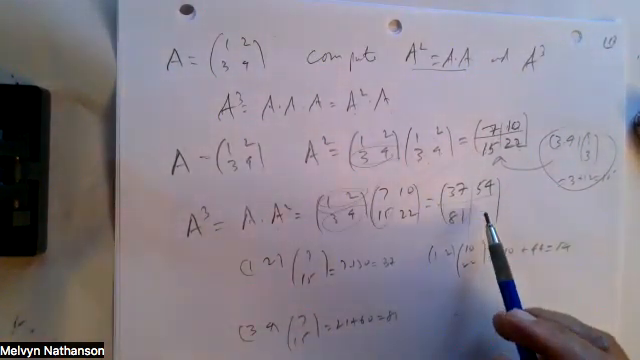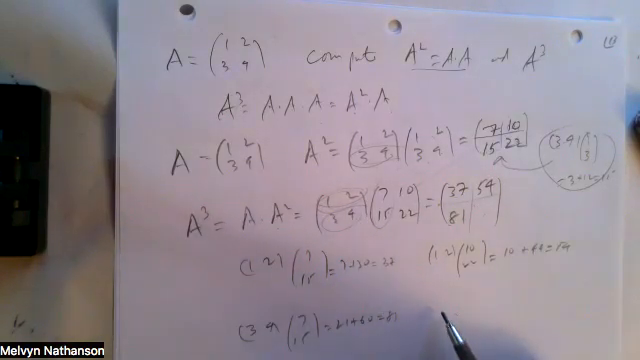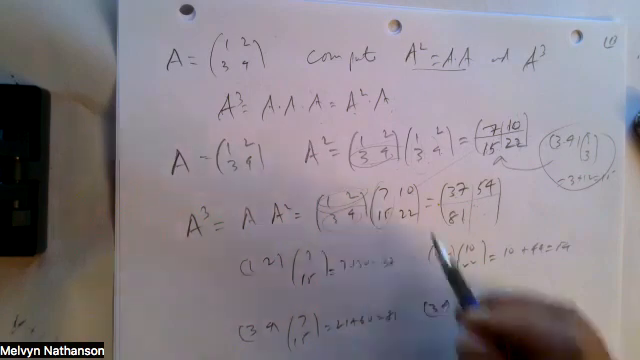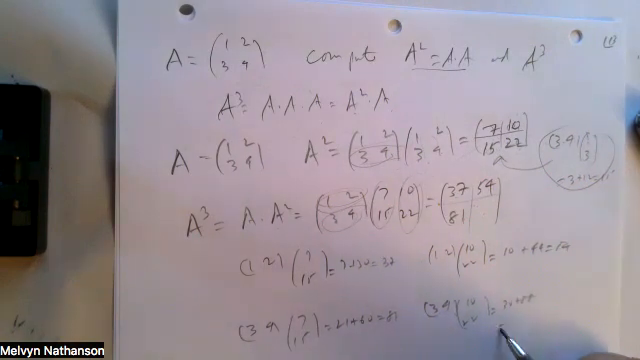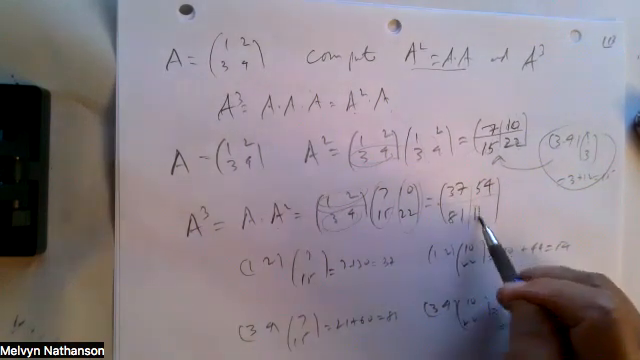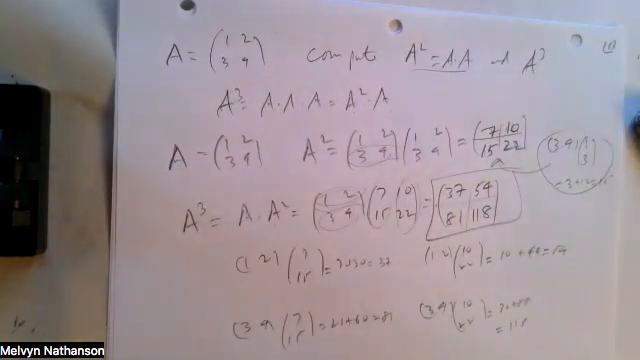And second row, second column, I take the second row of A, second column of A squared, that's 30 plus 88 is 118. So that's what I got.